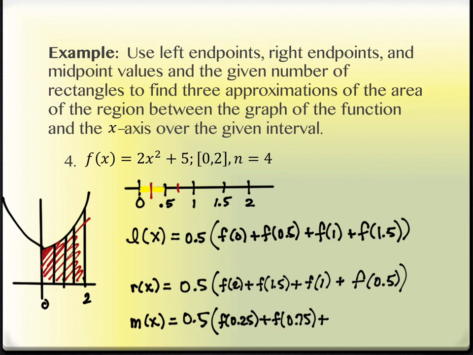What's the third one? Good grief. 1.25. And what's the fourth one? Good. 1.25 and 1.75.